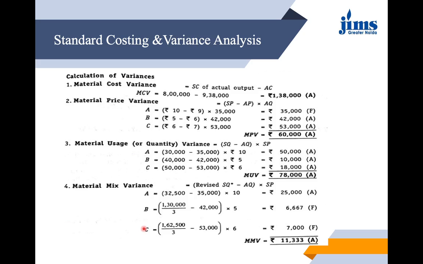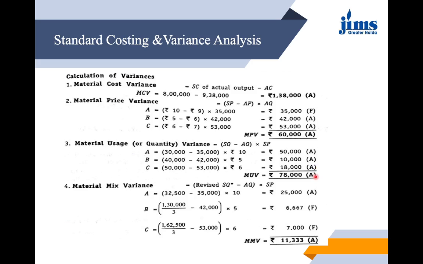Then further, let us calculate the variances now. Material cost variance, we can see it is adverse: standard cost of actual output minus the actual cost. Then material price variance, that is standard price minus the actual price into the actual quantity. We can put the values and find out. We can see that 2 are adverse, 1 is favorable, but finally your material price variance is coming out to be adverse. Material usage or quantity variance: standard quantity minus the actual quantity into the standard price. We can put the values and calculate. For material A, B and C, for all of them it is adverse. So material usage variance is coming out to be adverse with rupees 78,000.